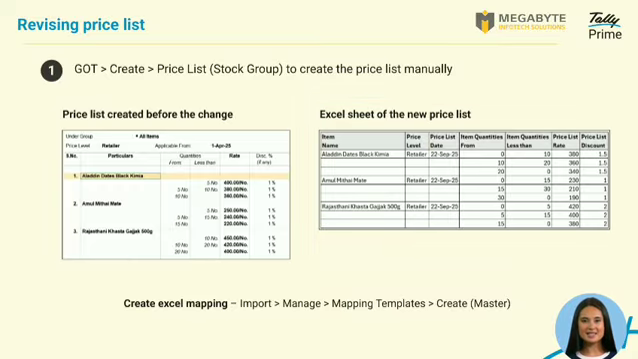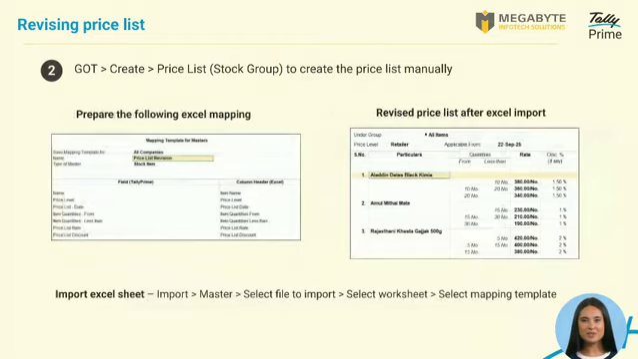To make this easier, TallyPrime allows you to create an Excel mapping. For this, go to Import, Manage, Mapping Templates, and then Create Master. Once the mapping is done, the Excel sheet can be directly imported into Tally, saving you a lot of manual effort. Here is how the Excel mapping works.